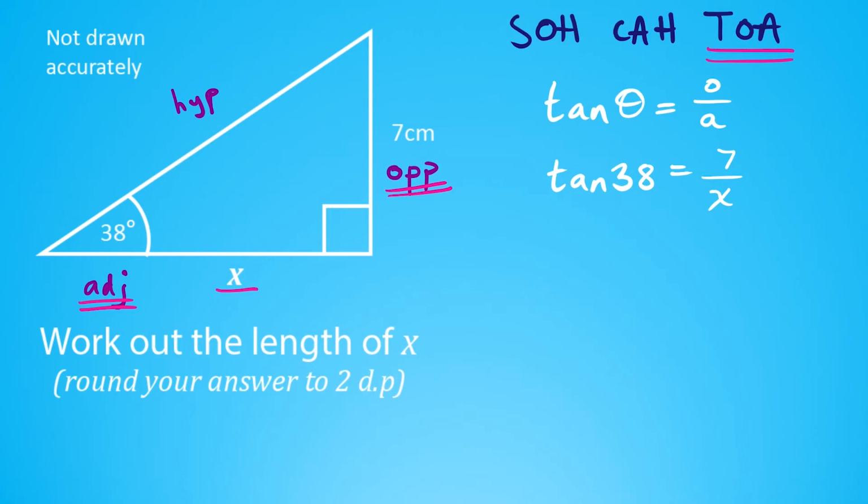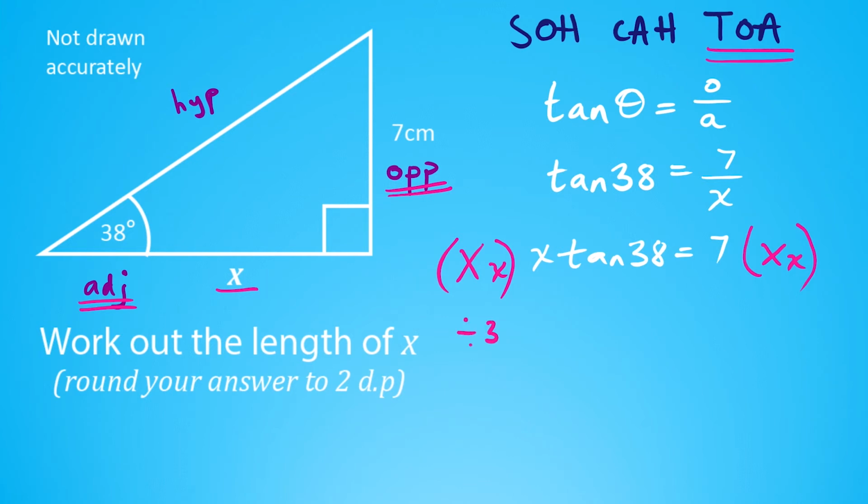Now I've got a little bit of rearranging to do to solve this question. I want to get that x, the unknown, out from underneath that fraction, so let's multiply both sides by x. Let's make a note of that there, multiplied by x. It's strange having to write multiply by x. Never looks very clear, does it? And then let's work out what that is. So we will have x times tan 38 is equal to 7. I want to rearrange to get x on its own, so I'm going to divide both sides by tan 38.